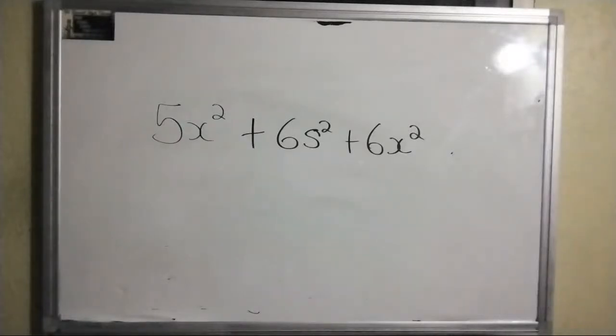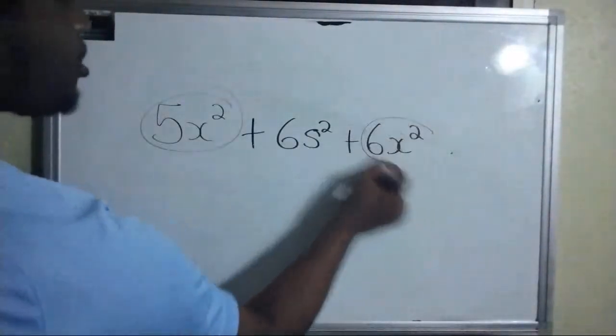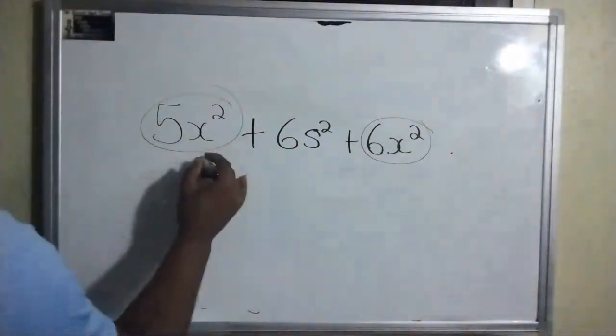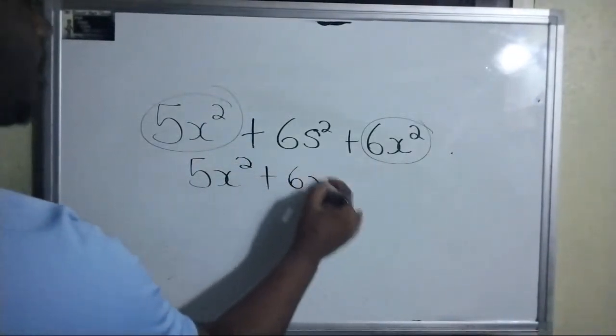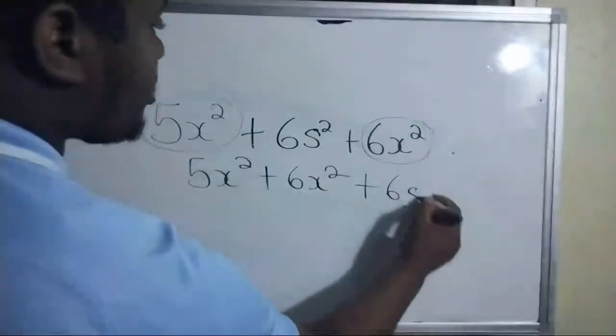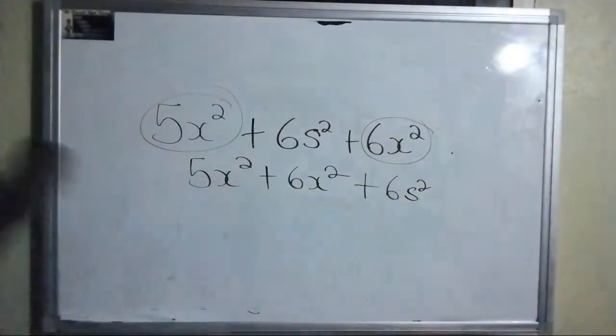All right. So the first was short-lived because, as I was saying to the guys, these are the like terms, right? These are the like terms. So we have the x squared and the x squared. And remember, the rule said we can only add and subtract the like terms. So we can add 5x squared plus 6x squared. We now have nothing to match this with, so we just make it stay by itself.